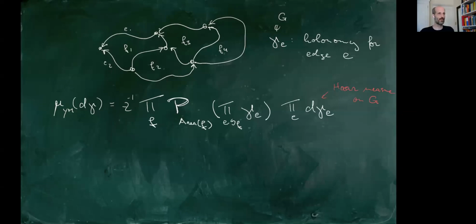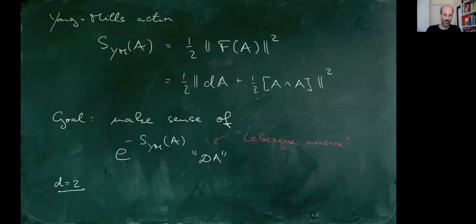Now of course I can just define this measure and postulate it, but you want some sort of argument for why I claim that this measure has anything to do with this formal expression here.